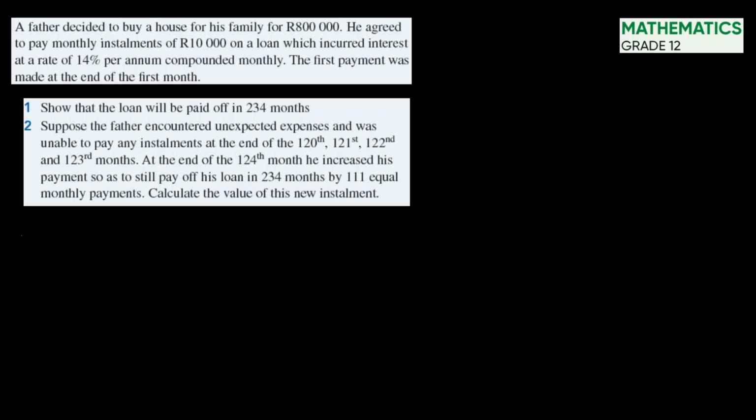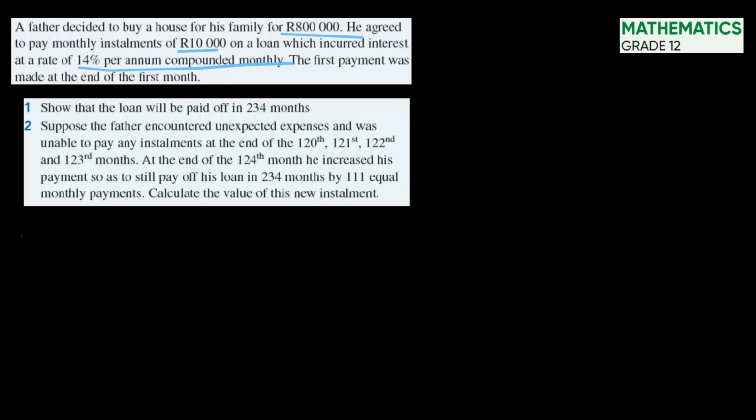So let's consider this question. The father decides to buy a house for his family that costs 800,000. The cost of the house. He agreed to pay monthly installments of 10,000 on the loan, which include an interest of 14% per annum compounded monthly. The first payment was made at the end of the month. That doesn't make any difference because now we're doing a present value really. And in present value, we're going to adjust that accordingly if ever we needed to.